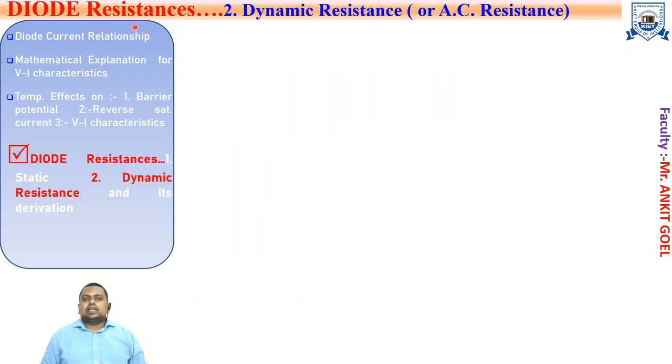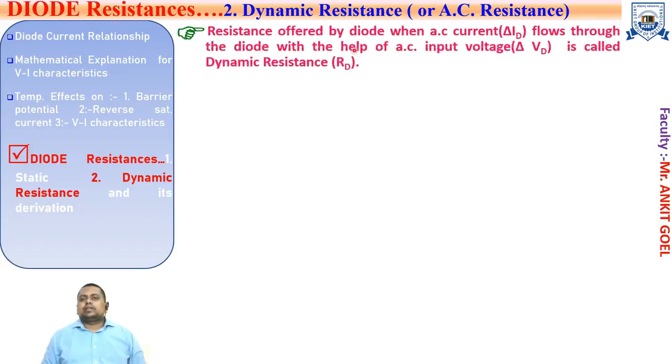After understanding the static resistance, let's discuss the other category of diode resistance called the dynamic resistance. So dynamic resistance is the resistance offered by the diode when the AC current flowing through the diode is changing due to the input AC voltage.